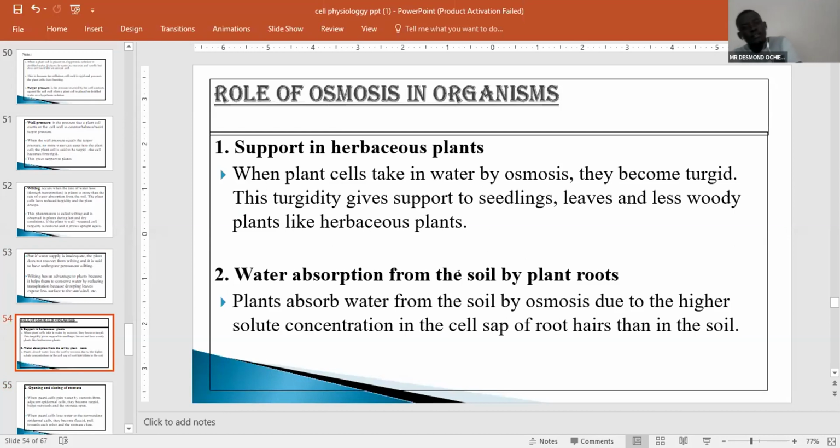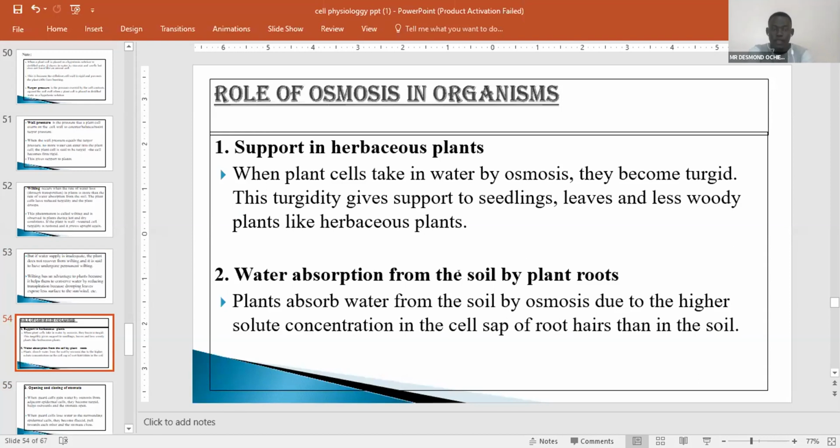Great. So let us first look at the roles of osmosis and the factors affecting the rate of osmosis before we look at the last process, which is active transport. So I will first look at the roles of osmosis and factors affecting the rate of osmosis in organisms. Let us first start by looking at the roles of osmosis in organisms.